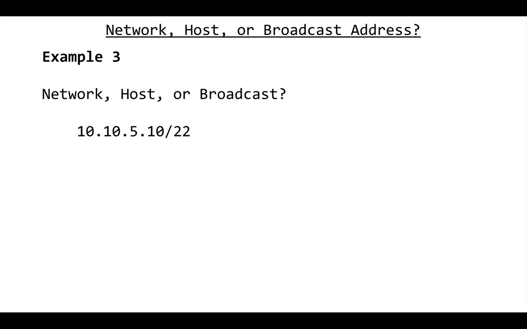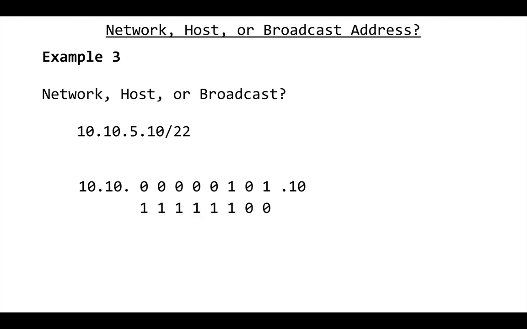Now then, this example is, I give you an IP address. I may have misspoke on example 2. That was find the network address and broadcast address like we've done before. This one and the next couple are going to be, here's an IP address. What type of address is it? So we have 10.10.5.10 and a /22. That means, again, the division point is in the third octet.